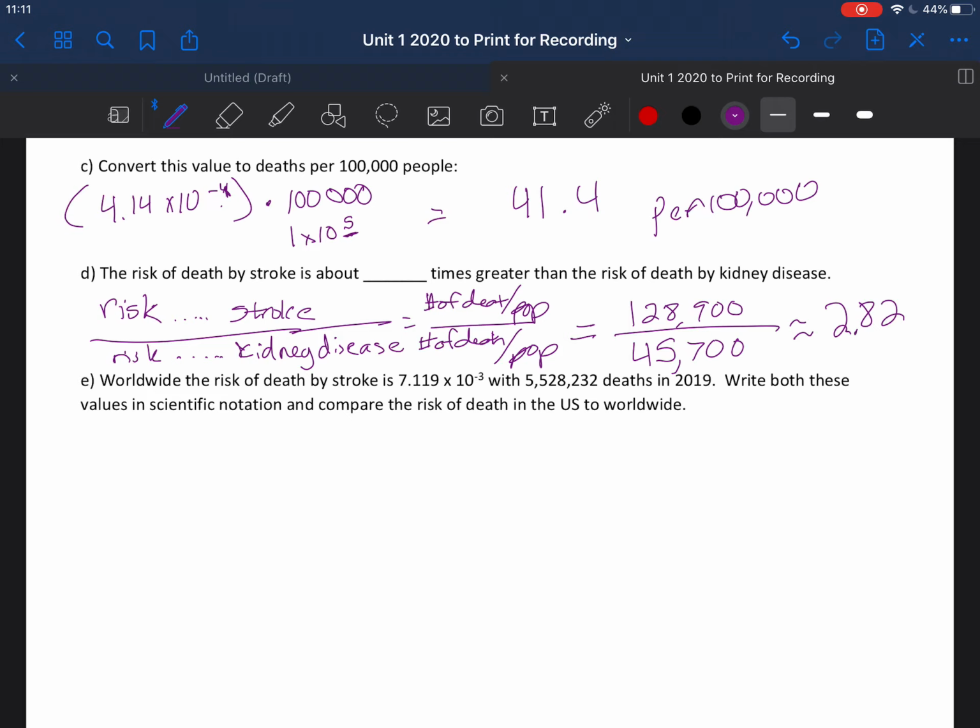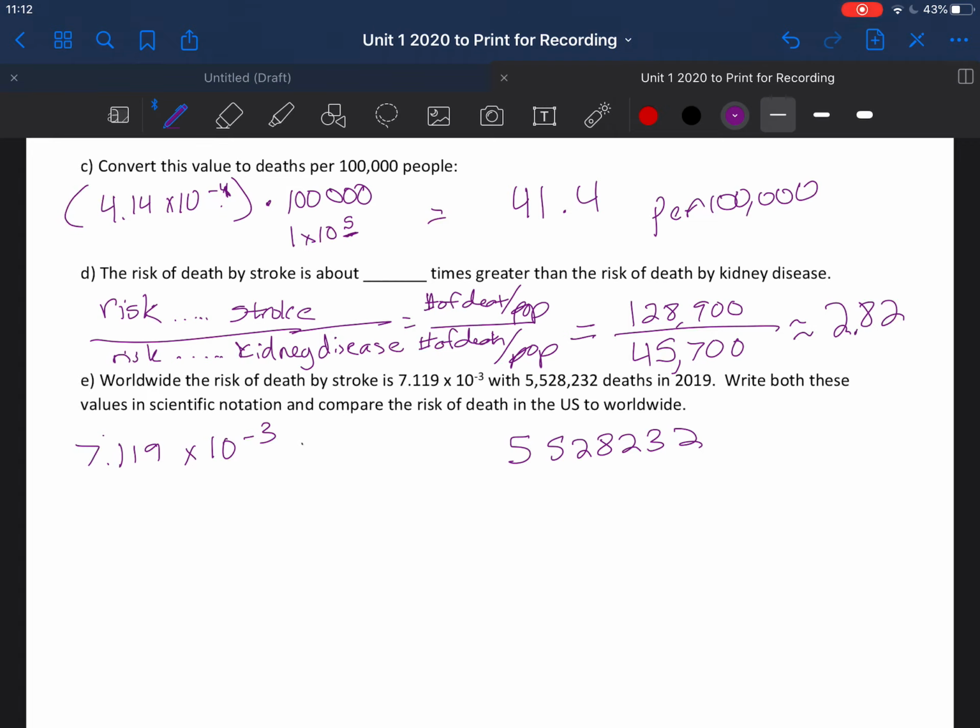The worldwide risk of death by stroke is 7.119 times 10 to the third. So remember, risk of death is the empirical probability per one person. And there were 5,528,232 deaths around the world from stroke in 2019. So we're going to write both of these values in scientific notation and then compare them to the data we have here. Now, it is important to note that we are comparing these for 2 different years, but we're going to assume they're close enough that there's not enough that has changed that we're worried about.